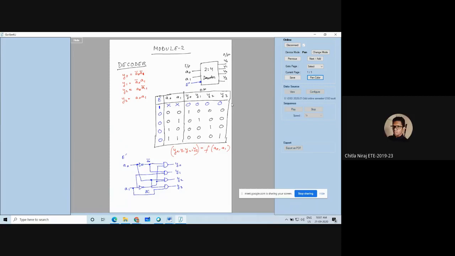Ma'am, you can give it to A0 and A1. A signal going to A0 and A1, enabling them. A0 and A1 are independent inputs. I should not touch them. I'm showing it separately. I want you to tell me the connection.